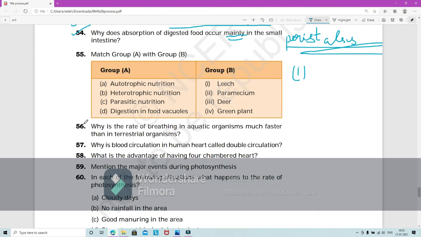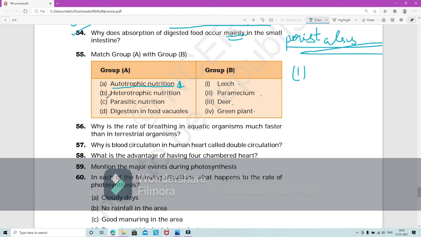Okay. Next, 55. Match group A with group B. Autotrophic nutrition. The mode of autotrophic nutrition, is it seen in leech, paramecium, deer, green plant? No doubt green plant, it's 4.